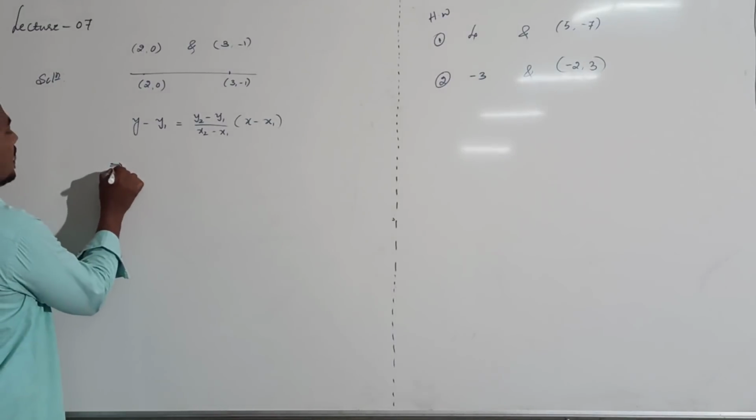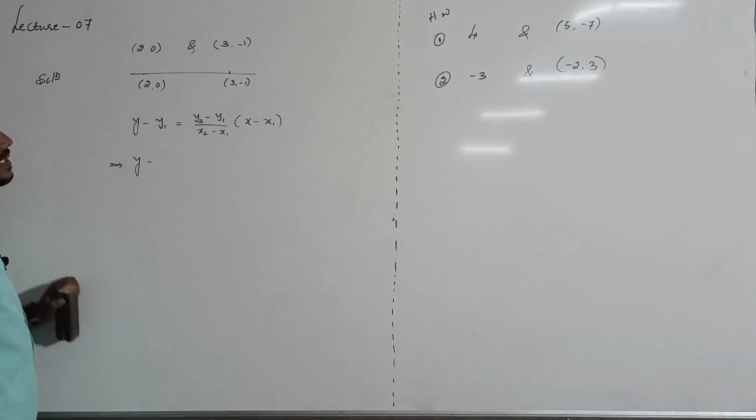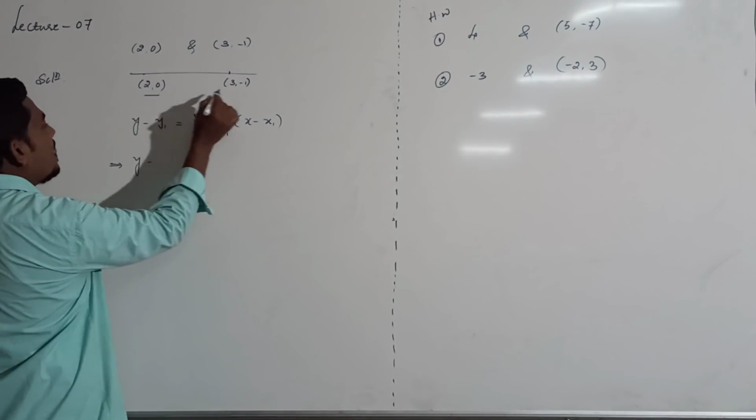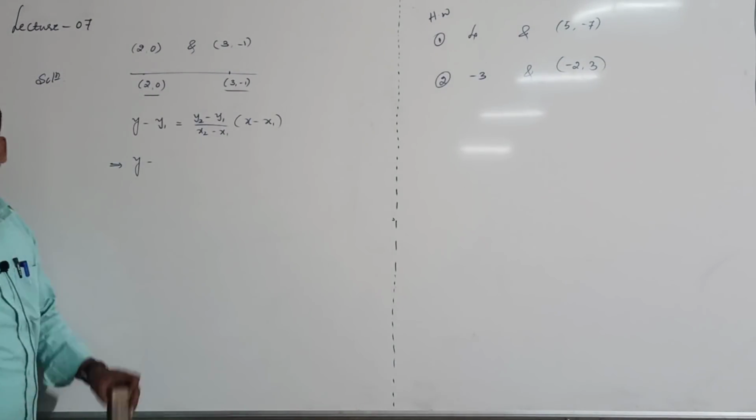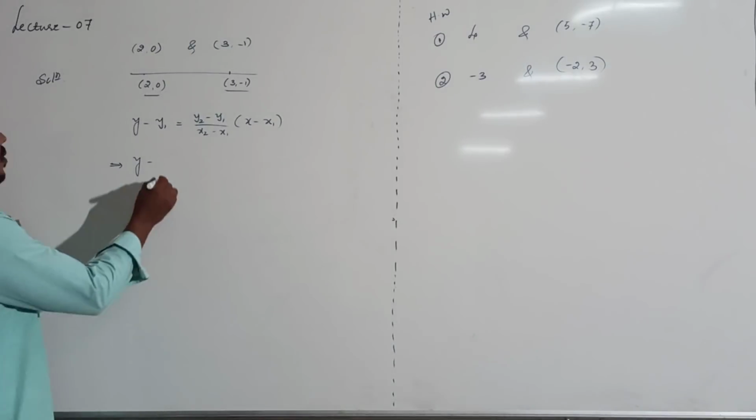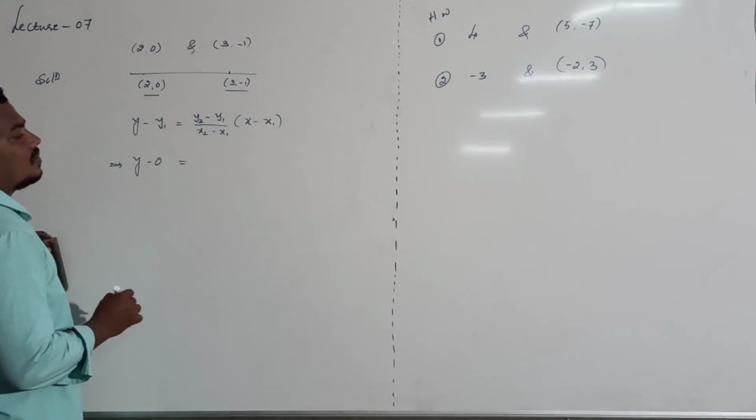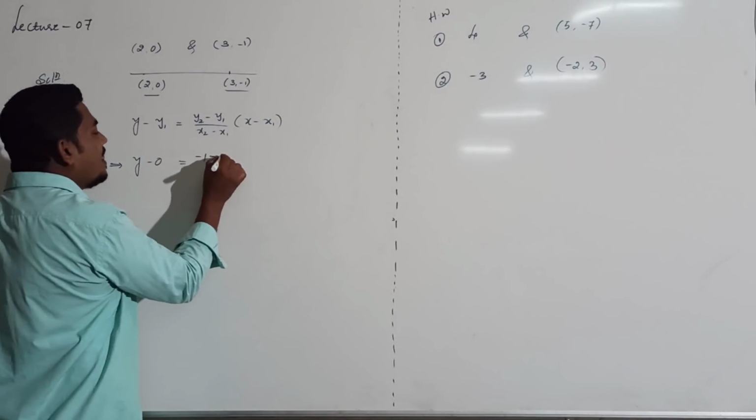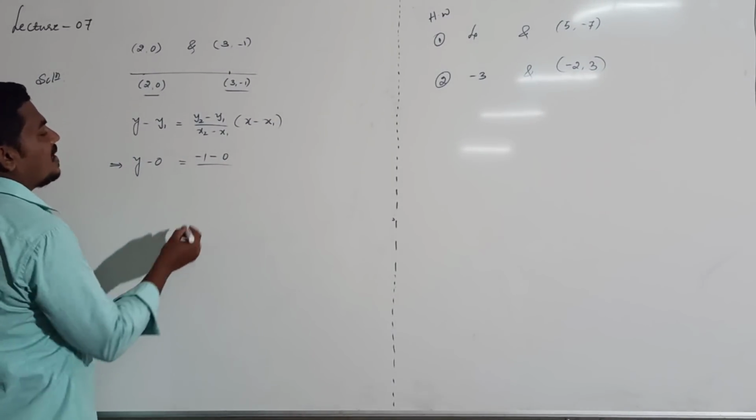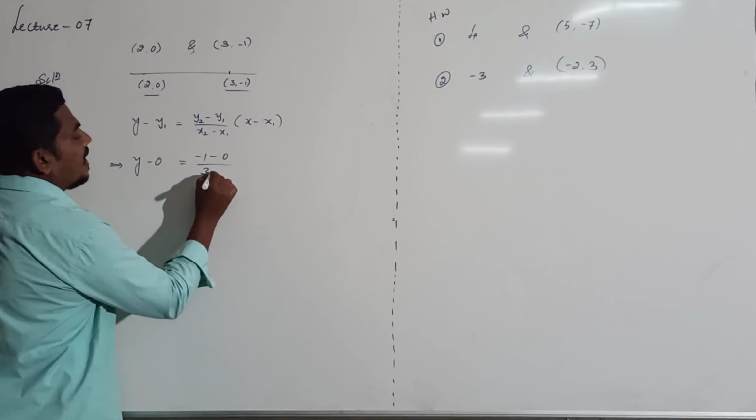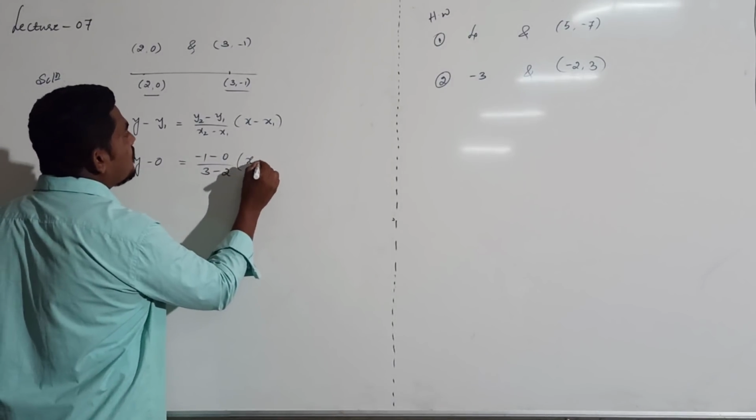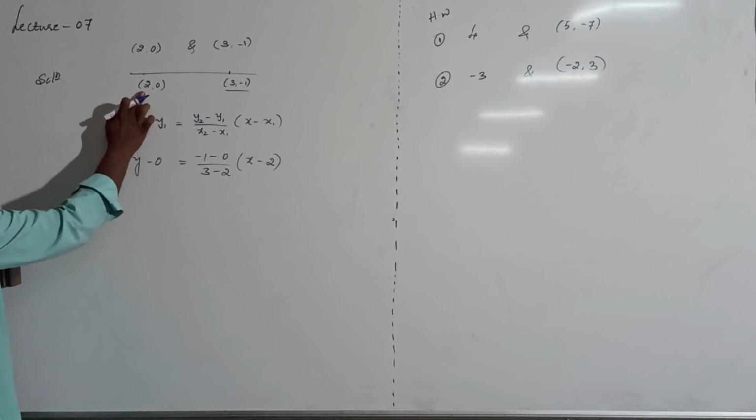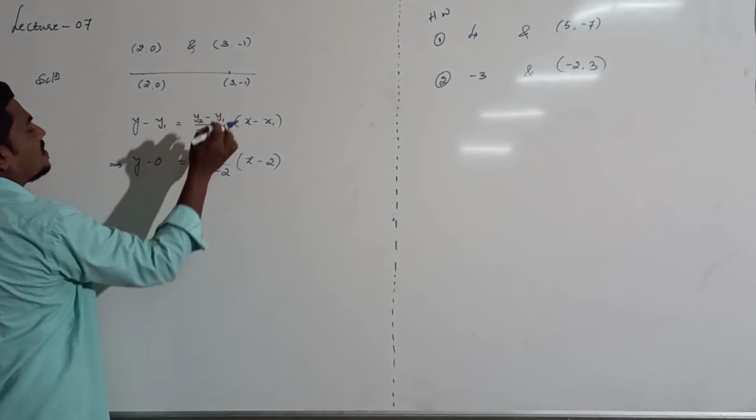Now, in this case tell me what is the y1 value. This point is (x1, y1) and the second point is always (x2, y2), right? y minus 0 is equal to, what is the y2 value? -1. What is the y1 value? 0, divided by what is the x2 value? 3 minus 2 into (x minus x1). This point is (x1, y1) and this point is (x2, y2), right?